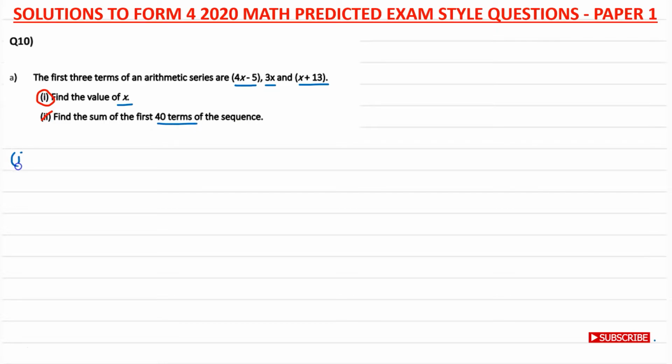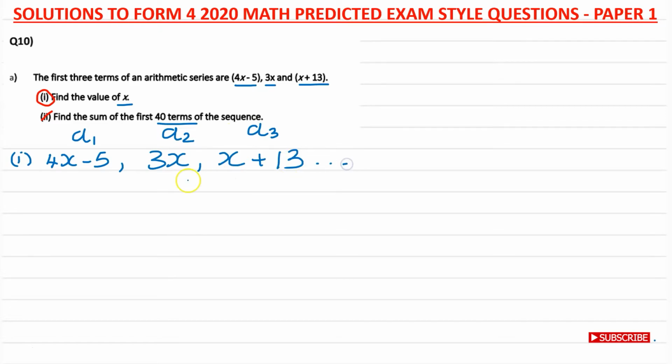For part I then, we're told A1 is 4x minus 5, A2 is 3x, and A3 is x plus 13. So that is your A1, this is your A2, and this is your A3, and the series continues like that.